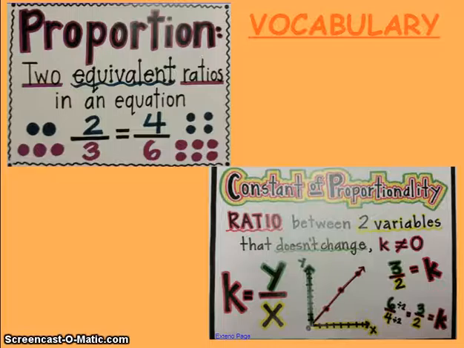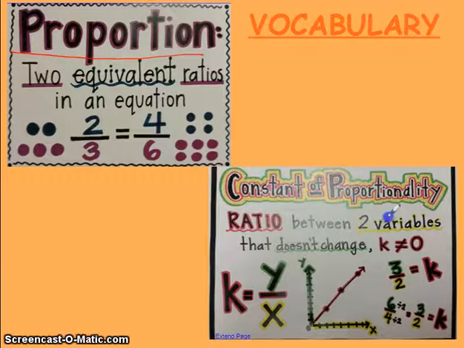All right, your vocabulary. You have 2 words. Please get both of these written down. You've got proportion, and of course this is something we have talked about. It's 2 equivalent ratios in an equation. I'll give you an example here.